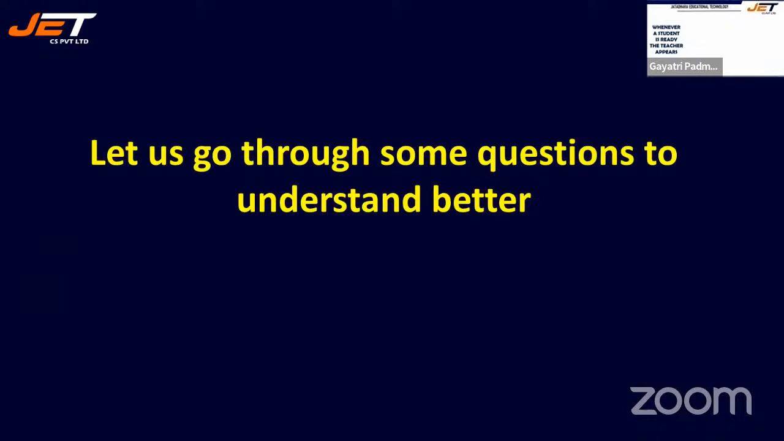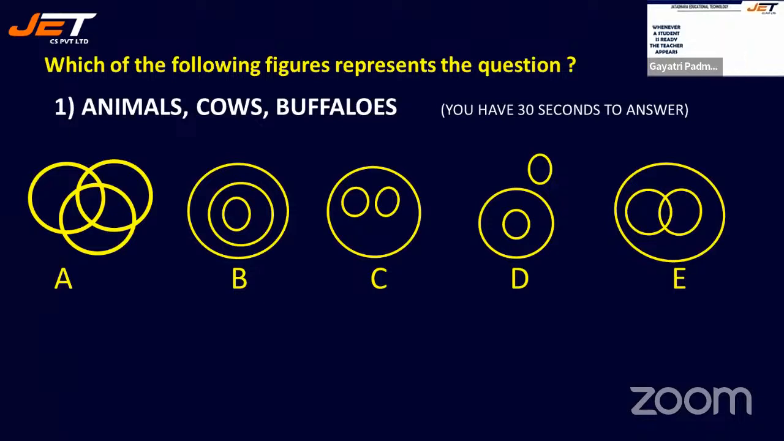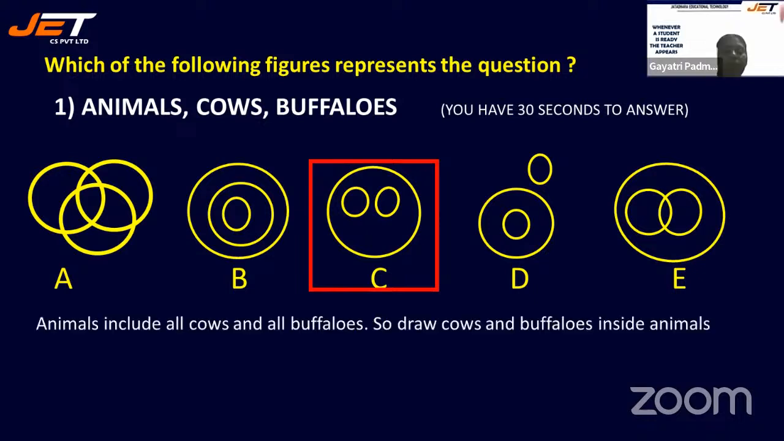Yes. Now, let us go through some questions for our better understanding. All right. So now you can see which of the following figures represents the question. So the first one you have animals, cows, buffaloes. So 30 seconds time is given to you. So being the first question, let us do it for you. So here we can highlight the C, which is the correct answer. Why? Because animals includes all cows and all buffaloes. So draw cows and buffaloes inside animals.